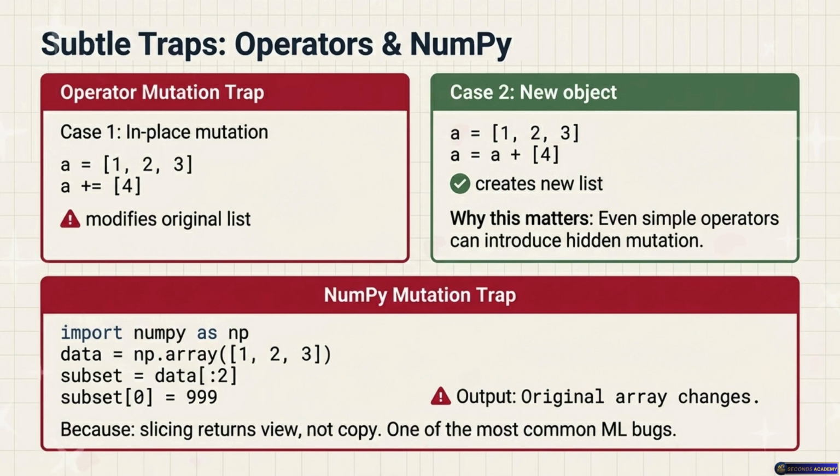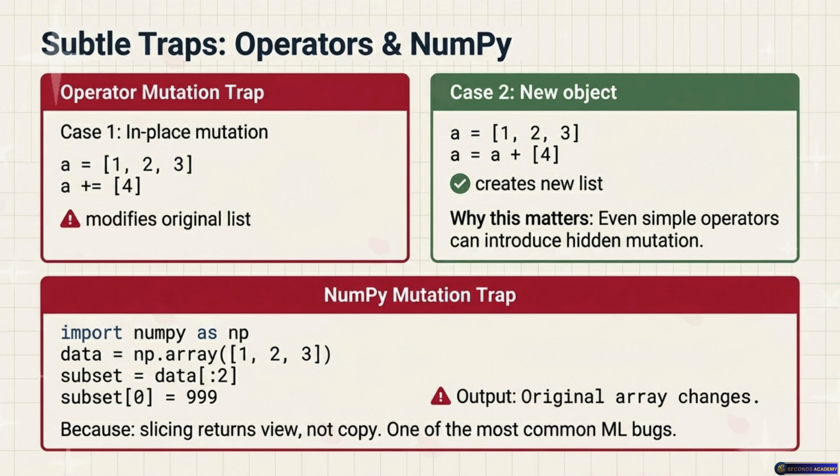This distinction becomes critical when we step into the tools used every single day in machine learning, like NumPy and data science frameworks. Oh, absolutely. NumPy is where things get really wild. Let's talk about the NumPy view trap. Say you have a NumPy array, just a simple 1, 2, 3. You slice the first 2 elements and assign them to a new variable called subset. Okay, a standard slice. Then you change the first element of subset to 999.